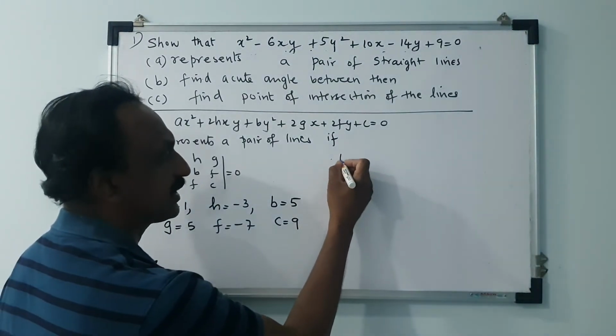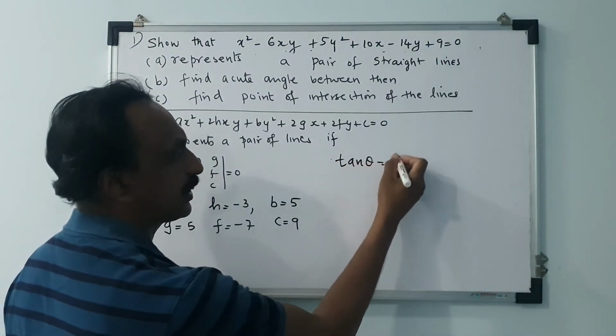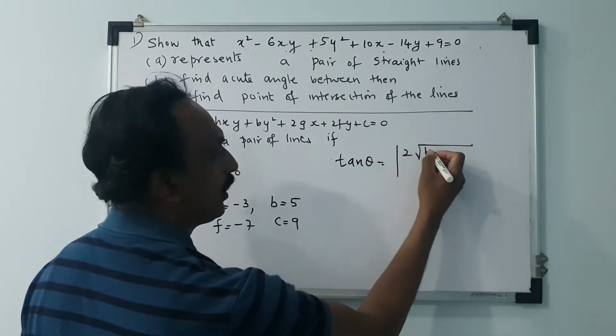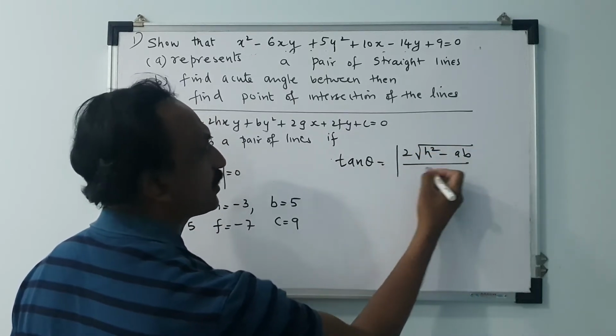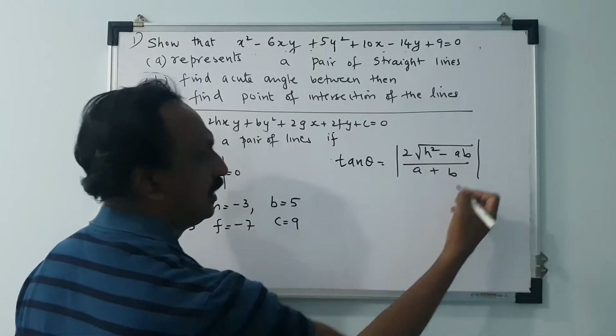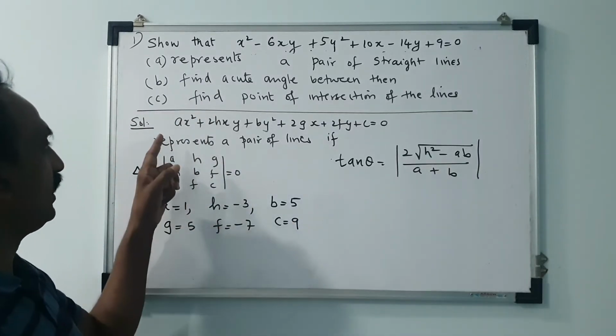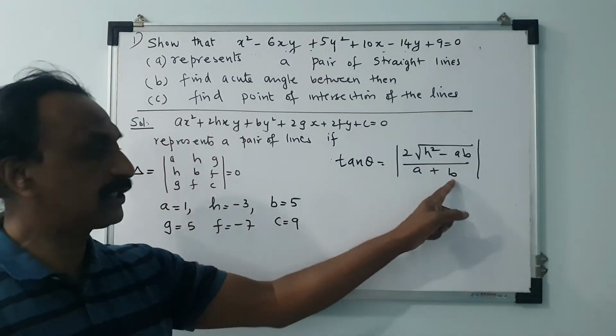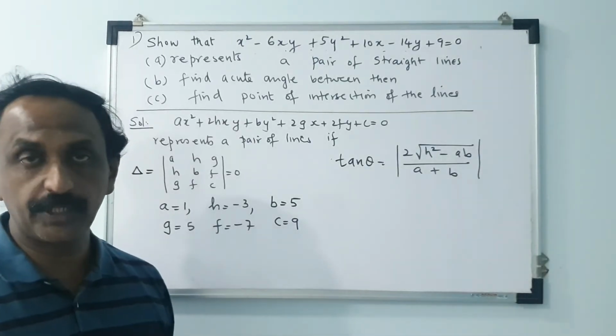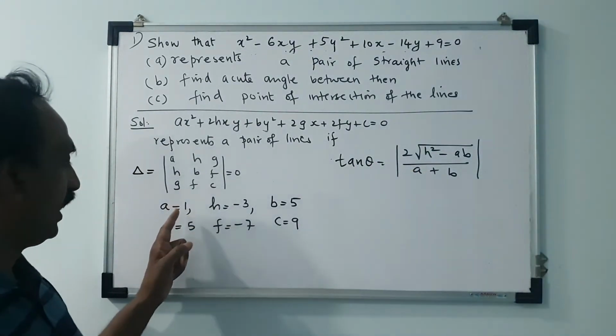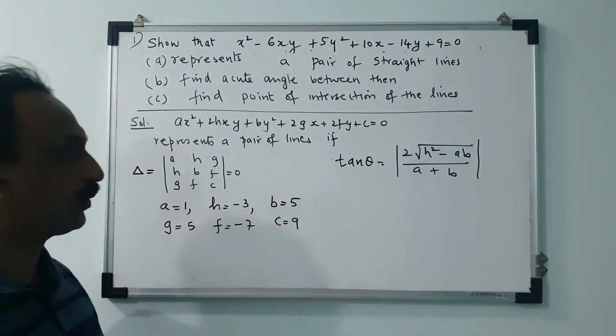And the angle between the lines is given by the formula tan theta is equal to 2 root h square minus AB upon A plus B. Before you start, just check whether A plus B is 0. If A plus B is 0, directly you can say the lines are perpendicular. Since here A plus B is not 0, so we will calculate it.